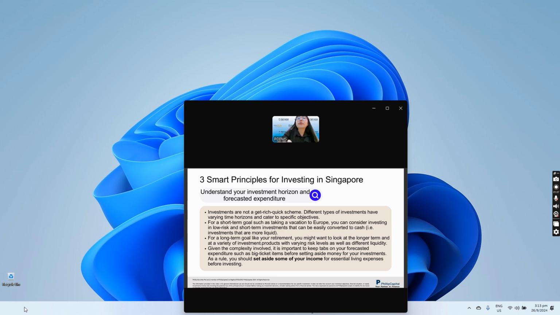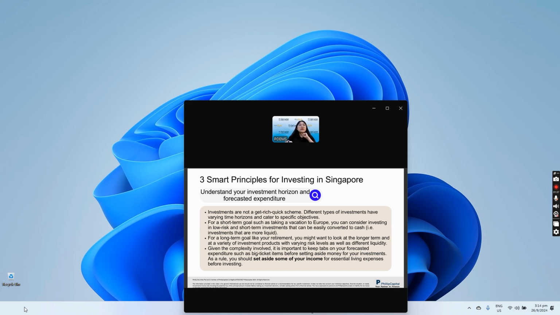For a long-term goal, if you plan for your retirement, you can look into investments that aim more for the long term. You can adjust for the long term too. They also have very different risks, so you can explore these in unit trusts.